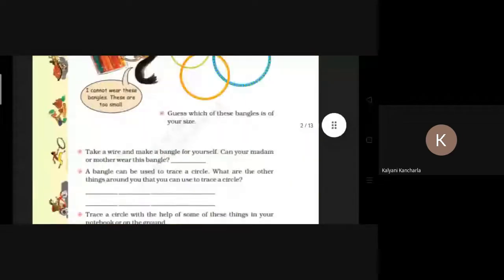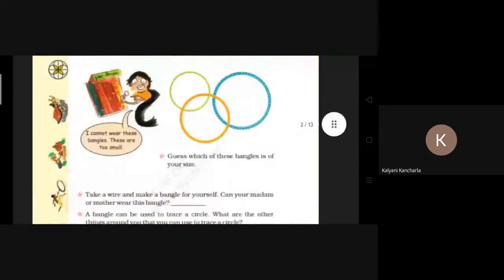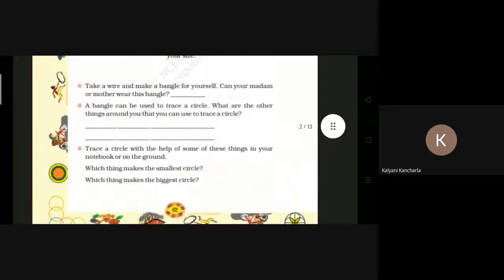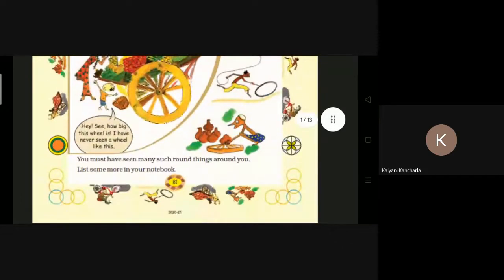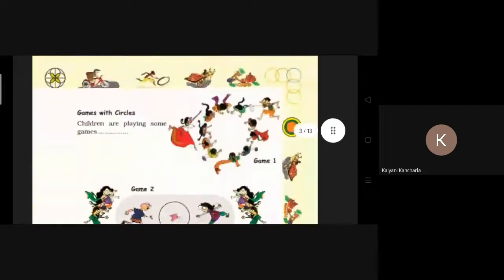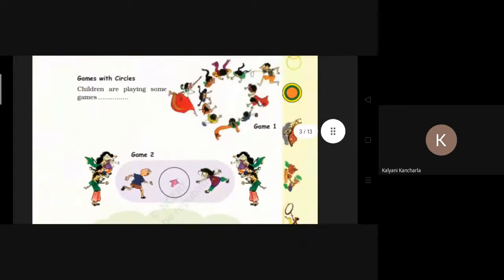Do we have to write? No need. I will let you know when you are supposed to write anything, okay? Or I will give you all this in homework so that you can write it later on. Like for homework, you can write this one. List the names of round things around you. This question is for your homework, okay?